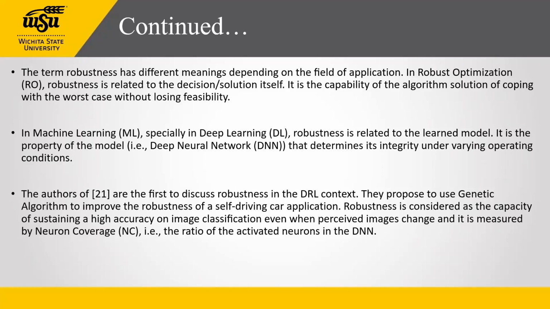The others are the first to discuss robustness in the DRL context. They propose to use a genetic algorithm to improve the robustness of a self-driving car application. Robustness is considered as the capacity of sustaining a high accuracy on image classification, even when the perceived images change, and it is measured by neuron coverage. That is the ratio of the activated neurons in the deep neural network.